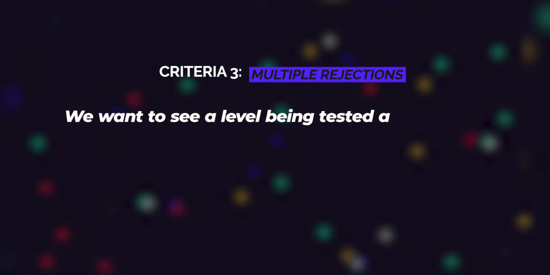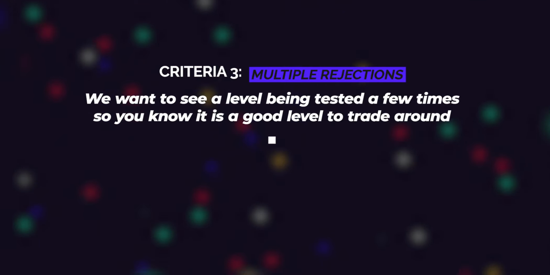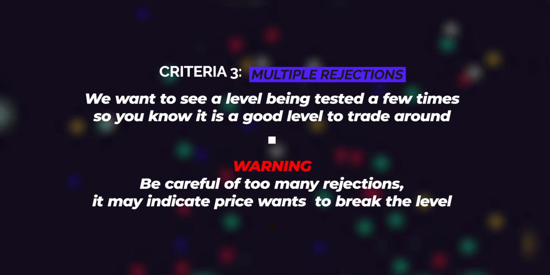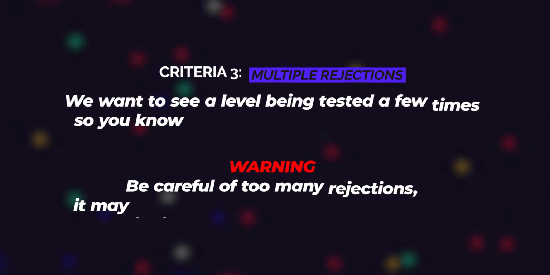This means that we like to see the level being tested a few times so that we know that it is a good level to trade around. However, this doesn't mean you need to go short if you identify a level of resistance that has been tested 20 times, as there is likely to be a reason why price is persistent at this level, and often this will result in price breaking through in the near future.